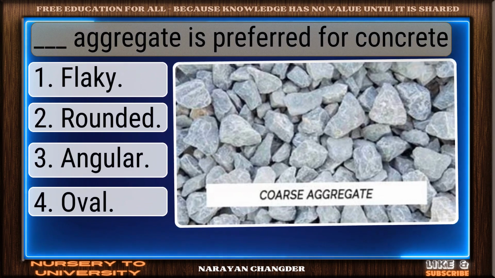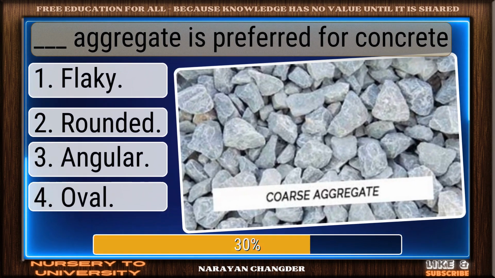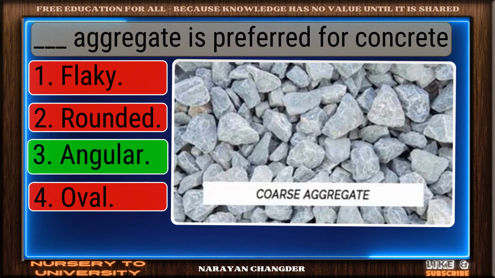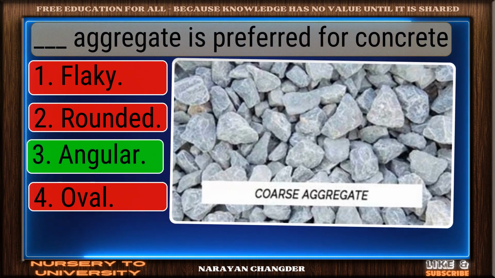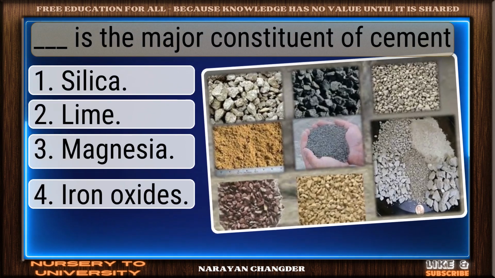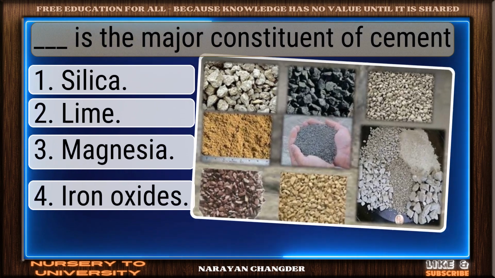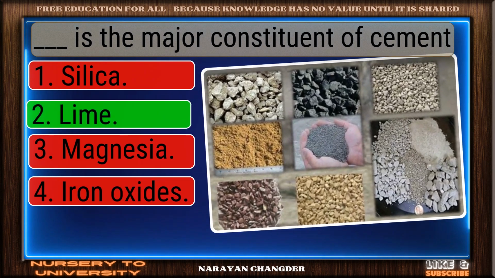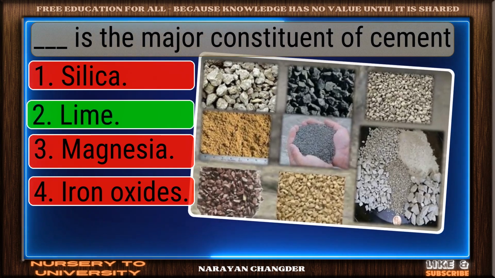Dash aggregate is preferred for concrete. Nice work. You chose angular and it is correct. Dash is the major constituent of cement. Excellent. Lime is a brilliant choice.